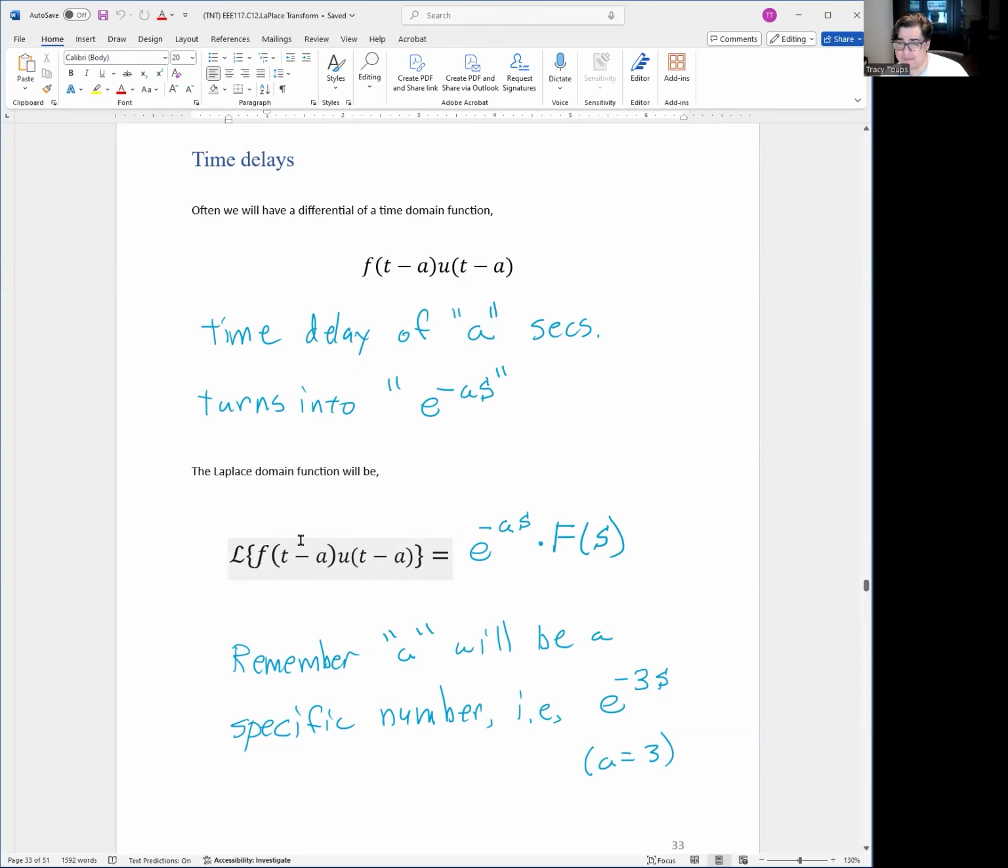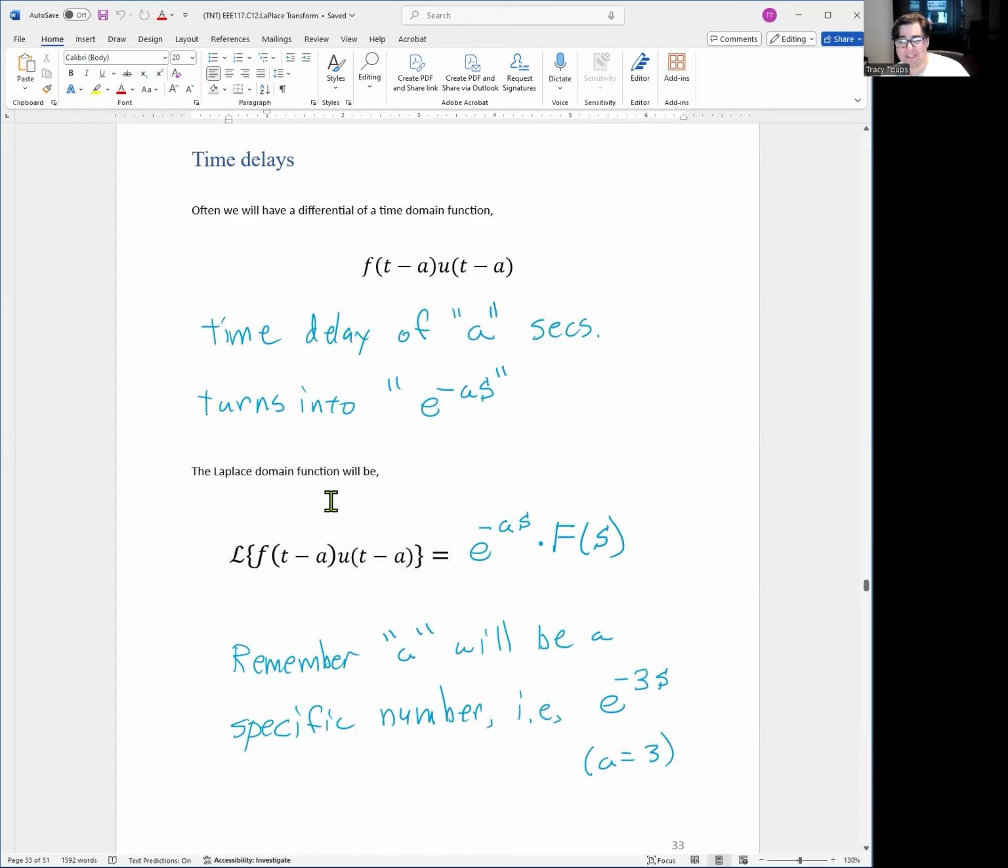So the whole circuit got delayed by 3 seconds. We would literally take the u of t minus 3. This u of t minus 3 gets transformed into e to the negative a s, the exponential to the negative a s, multiplied by F of s, where F of s is the original function right here. Okay, that's all this means. So this u of t minus a literally gets swapped into e to the negative a s. That's the big difference. In terms of the original function itself, it's just a straight conversion from the Laplace table. As you can see, there's a pattern.